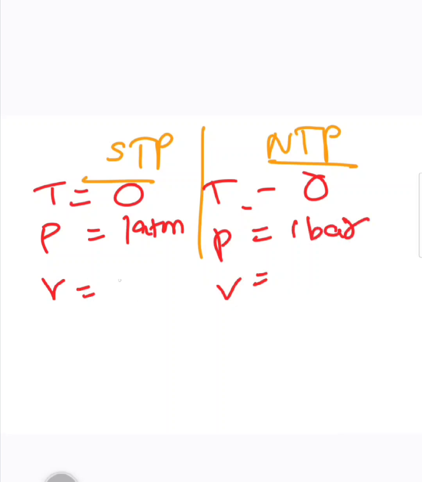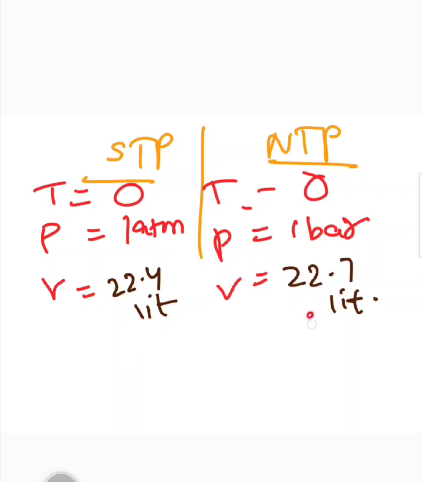In the case of STP, it is 22.4 liters. In the case of NTP, it is 22.7 liters. Very, very important. At NTP condition, I'll ask you one question. At NTP condition, what is the volume of 1 mole of ideal gas? That is 22.7 liters in the case of NTP.